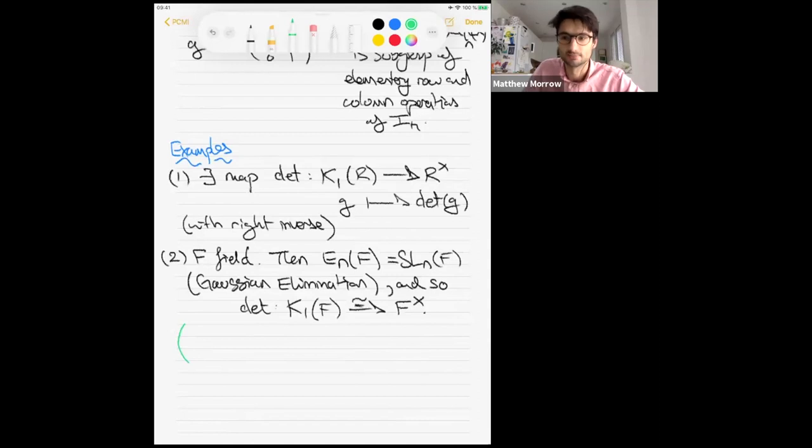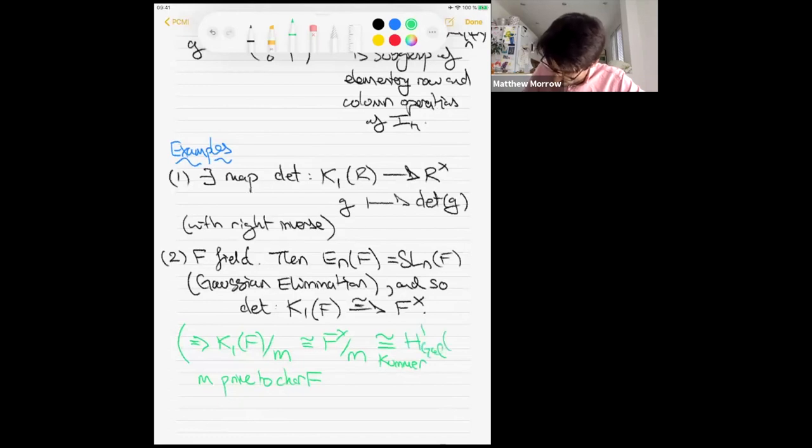So at the risk of presenting maybe a silly calculation, let me say that we can now already see some very elementary relation to étale cohomology in this case. I can look at K1 now mod M, for M prime to the characteristic. And this we've just identified with units mod M, which we can then identify by Kummer theory with the first Galois cohomology with coefficients in mu_M, which is of course a very baby case of Bloch-Kato.